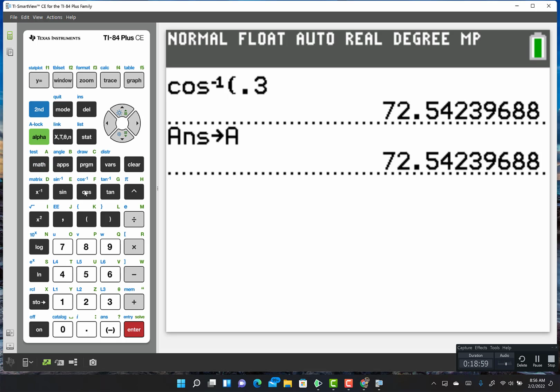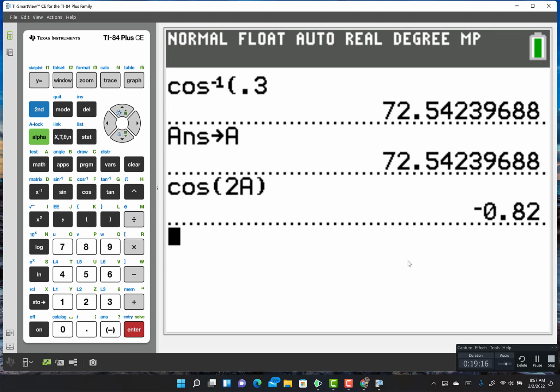Now check this out. I'm going to push cosine, and I'm going to push 2A. So what it's telling me is whatever that angle is, 72.54239688 degrees, double it. So I'm doubling it, and when I push enter, do you think it's going to give me that negative 0.82? Yes. It better. Look at that. Negative 0.82. Wasn't that cool, guys?